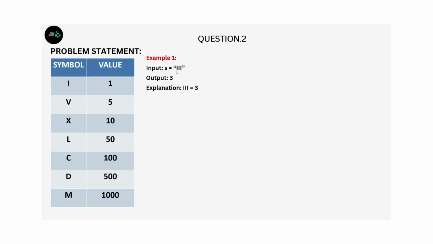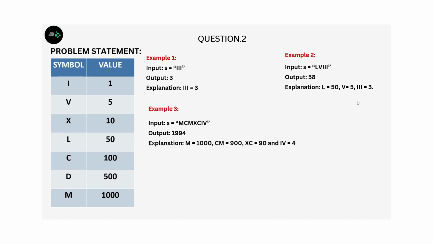So if my input is III, my output should be 3 because I have taken I three times, each one of them representing 1. So 1 plus 1 plus 1, that makes it 3. So here we have used addition. Similarly, when I am writing LVIII, which represents 58. Why? Because L represents 50, your V represents 5 and this III represents your 3. So 50 plus 5 plus 3, that is 58.